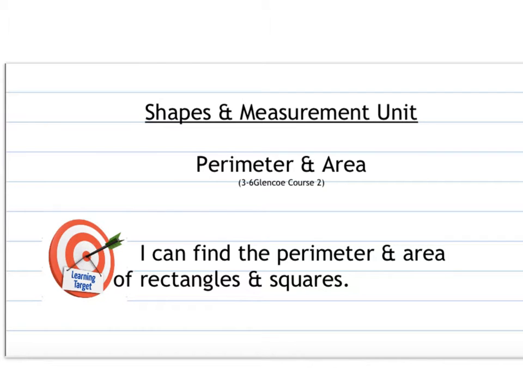Your target today is that I can find the perimeter and area of rectangles and squares. Should be very familiar to you. We're going to work on showing our work and knowing what our vocabulary means and our labels.